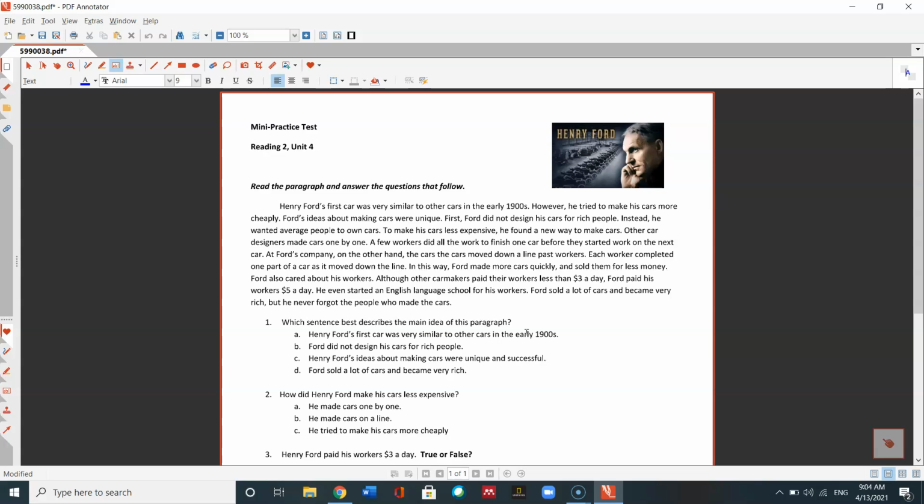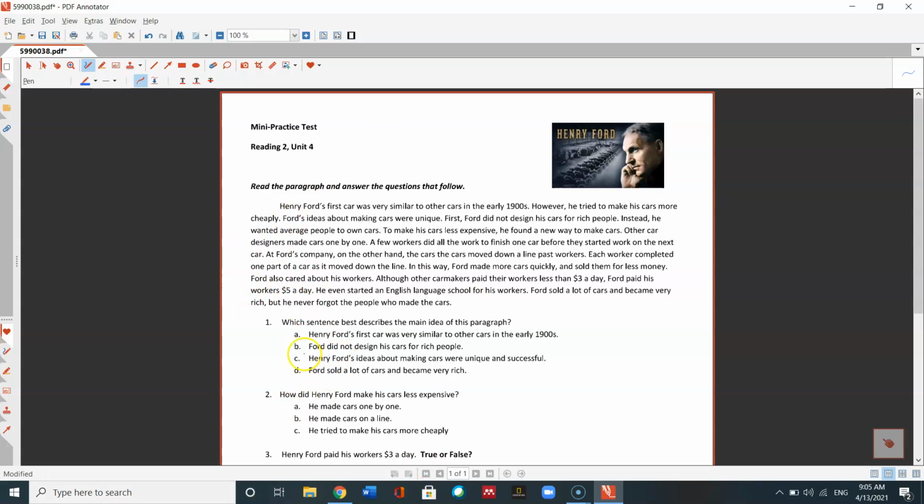So let's see. B. Ford did not design his cars for rich people. C. Ford's ideas about making cars were unique and successful. Or D. Ford sold a lot of cars and became very rich. So this sentence is the first sentence of the paragraph. His car was similar to other cars. But does that mean it's the main idea? In this case, no, because the rest of the sentences are not about how his car is similar. In fact, it's more about how his cars are different than how his cars are similar. So that cannot be the correct answer.